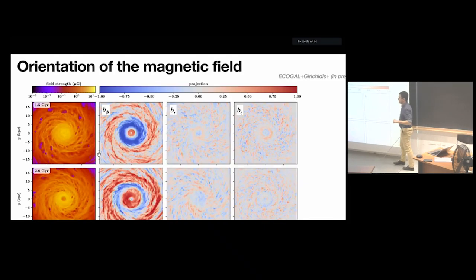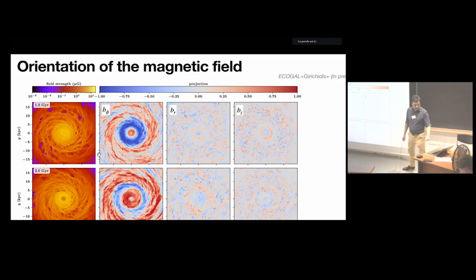Okay, let's now quantify this structure a bit more. Here I show you two different evolutionary stages at 1.5 and 2 gigayears of evolution. Here you see the absolute value of the magnetic field strength, and then here three projections: the toroidal component, the radial component, and the Z component out of the disk. So what you see is the toroidal component dominates, as we expect. The radial and Z components are mainly fluctuations and occur in regions that are related to local bubbles. I will come to that in a second.